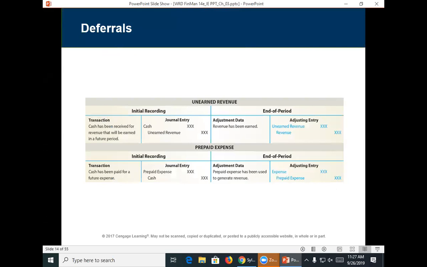So there's a nice slide summarizing the deferrals. And I like this slide because it shows you the initial journal entry too. You probably wrote this in your notes, but you can always print off just one slide if you want to and stick that in your notes. So it shows you initially with unearned revenue, cash was received and revenue was going to be earned at a future date. So we debited cash and credited unearned revenue, the liability. At the end of the period, all of that or some portion of that revenue has now been earned. It could be all, it could be a part of it. So for whatever portion that was earned, we're going to debit unearned revenue and credit revenue.